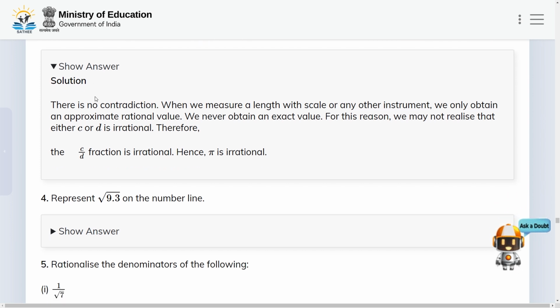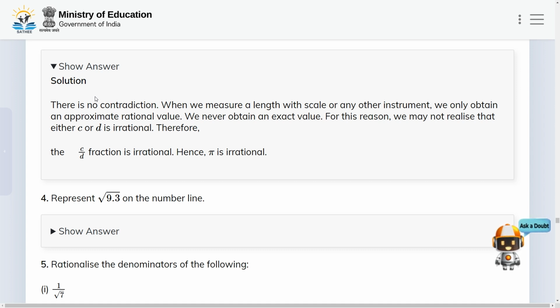So there is basically no contradiction. Why? When we measure length with a scale or any other instrument, we only obtain an approximate rational value. Okay, so we never obtain an exact value. For this reason, we may not realize that either c or d is irrational. Therefore the fraction c over d is irrational. Hence, pi is irrational. Okay, so there is no contradiction.